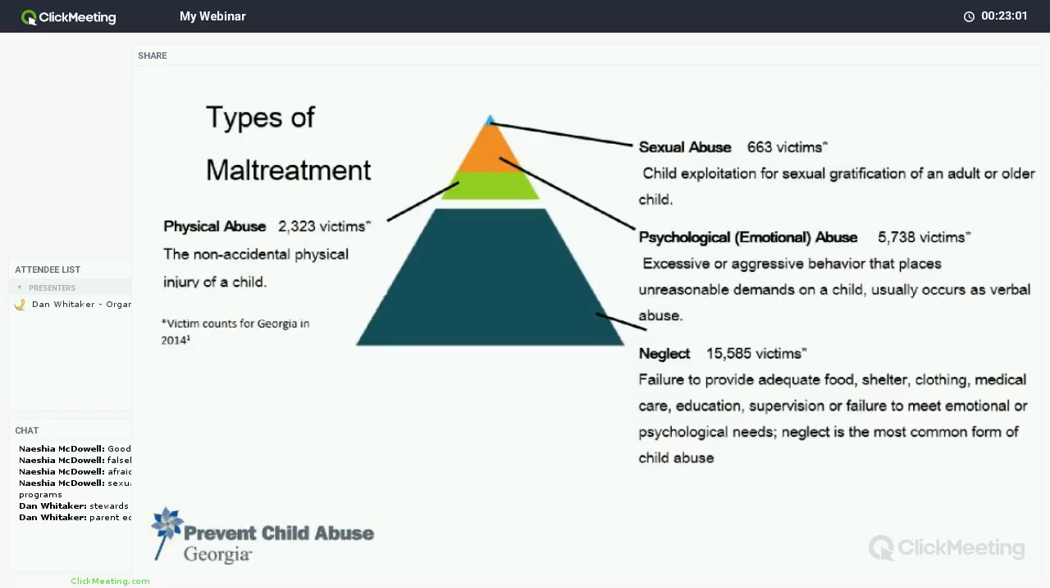This pyramid represents only substantiated cases, and we'll get into a little bit more about these reports in the future. I also wanted to point out that poverty does not equate to maltreatment, but it does create some scenarios where it might be more prevalent. It creates a lack of resources, families in frequent crisis, and it can also increase the parental stress level, which we know can affect maltreatment rates as well.